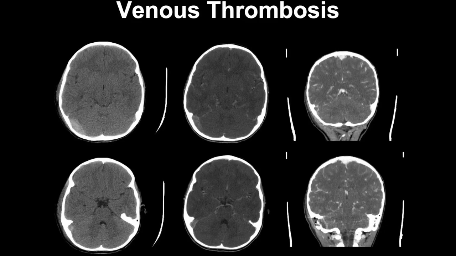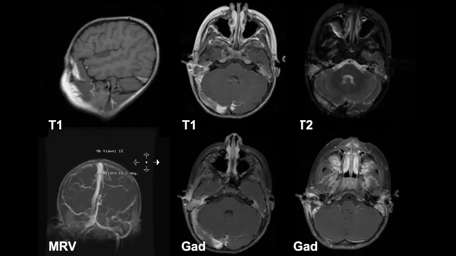It was caused by an automastoiditis on the same side. And here are the MR images. So you can see the filling defect on the MR venogram.